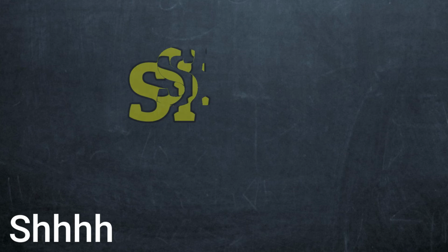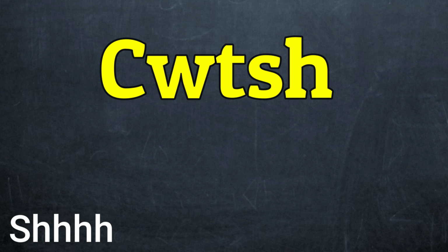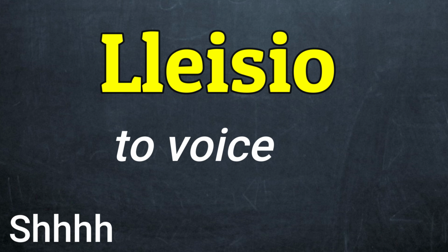Number 9. Shh. For the sound. SI creates a sh sound, which you can also write as SH, usually if it comes at the end of a word, like the infamous cwtsh, a nice snuggling embrace. Ceisio, to try. Lleisio. So this is the one example in which that IO does not create a yo at the end.